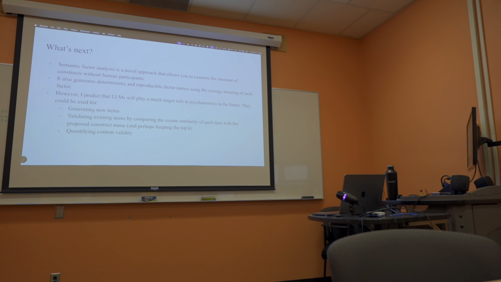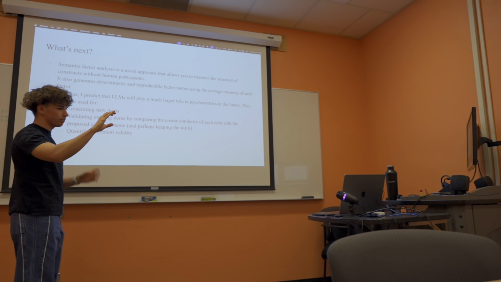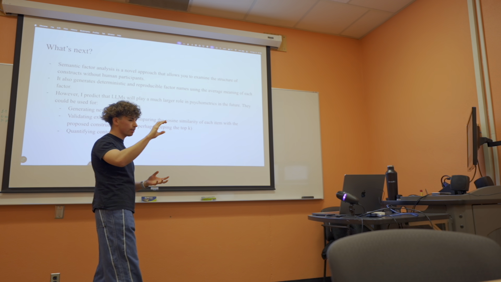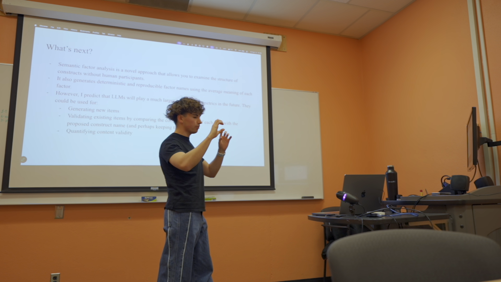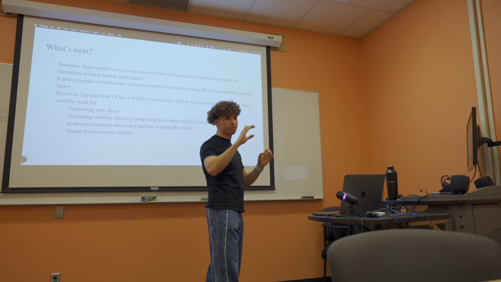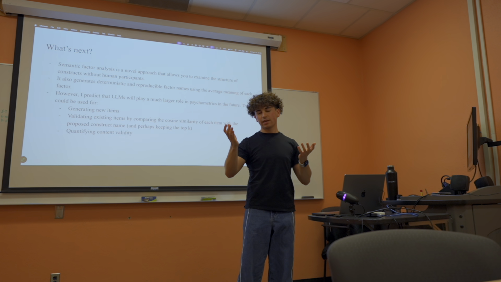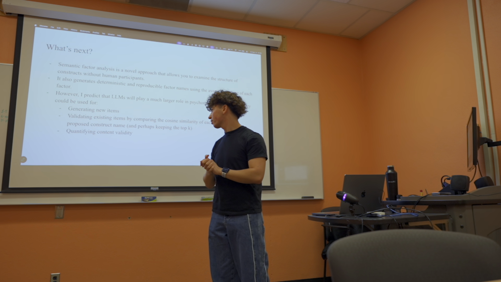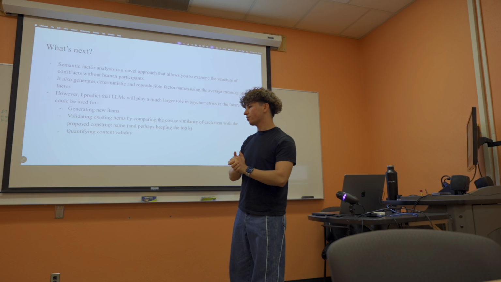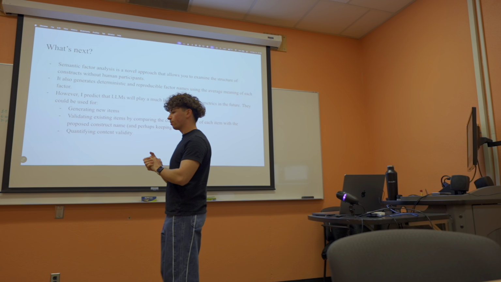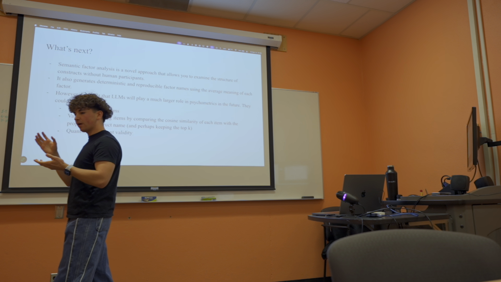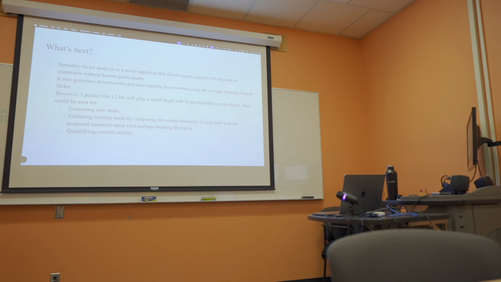You can also validate existing items. If you have depression as your construct, and a list of items you're considering for a depression scale, you can measure how similar each item is to the depression construct, the word depression, and that will be a way to quantify that similarity. That could be used as an approach in filtering items. So you pick the top K most similar items, for example, and use those in your scale.